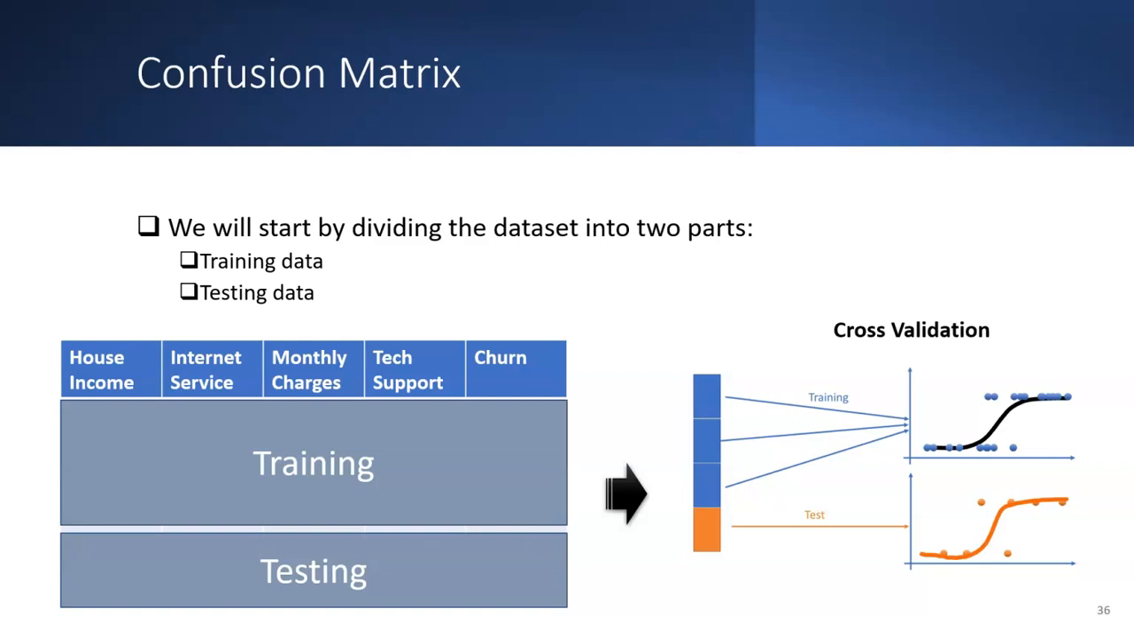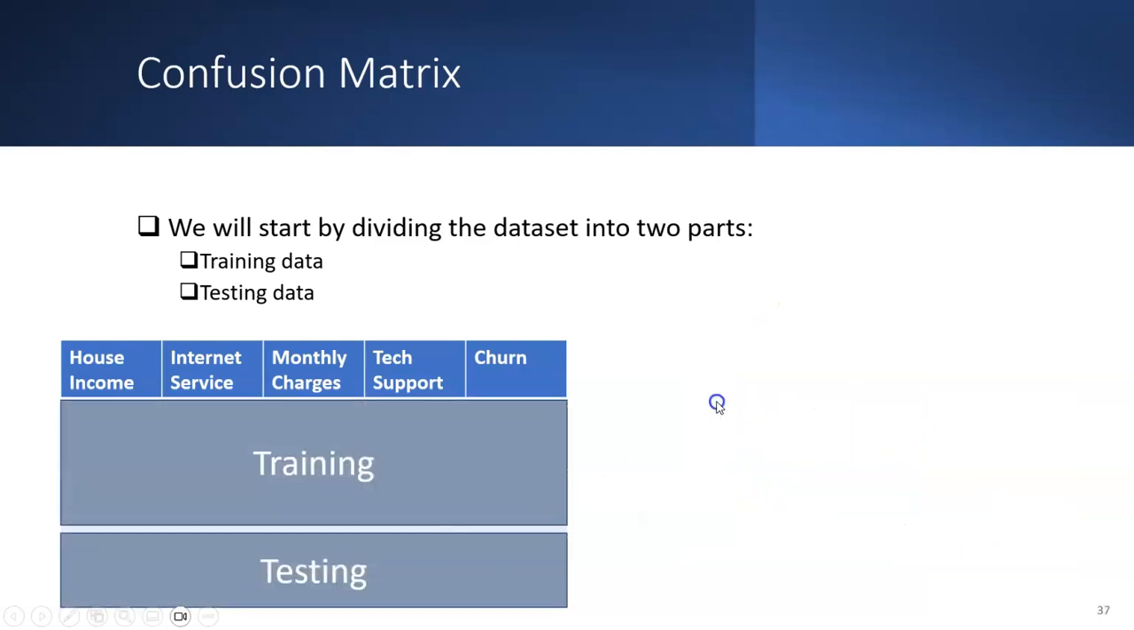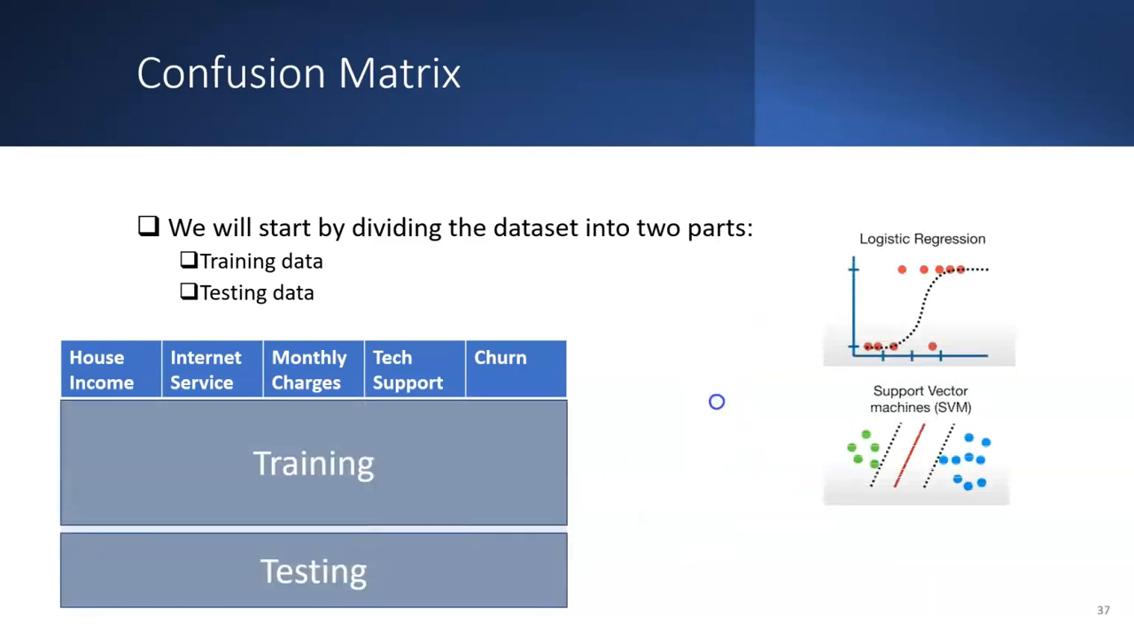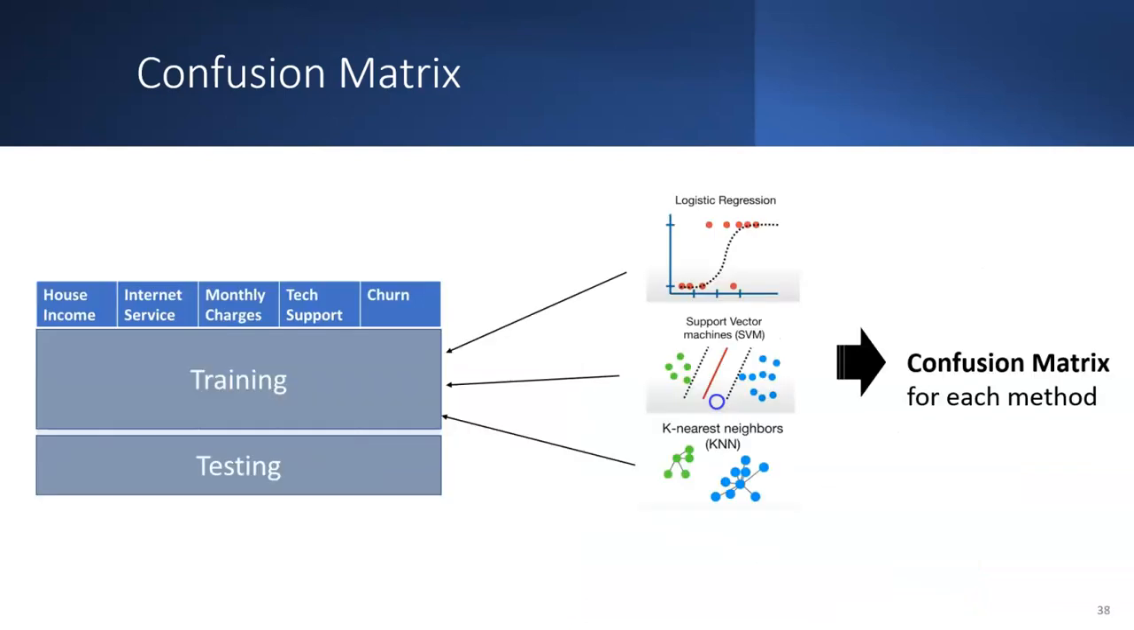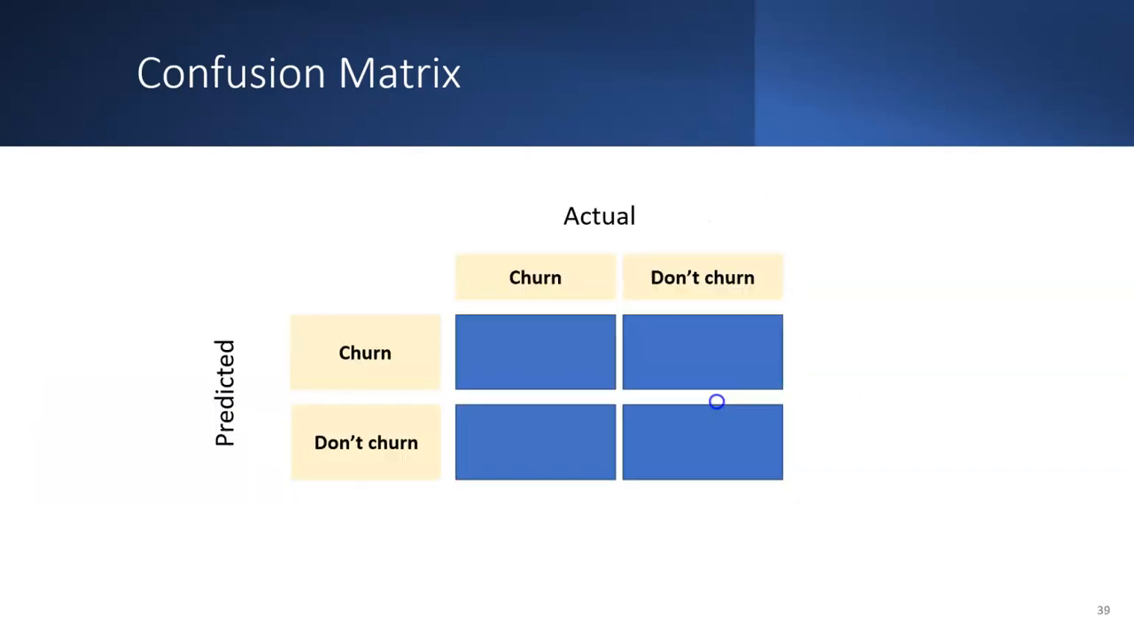We have divided it into two parts, and the first part is training and then testing with cross validation. After that, we apply logistic regression, we apply support vector machine, and we apply KNN. Then we get a confusion matrix for each method we applied, and we see where there is more accuracy and where there is more error. This is churn and not churn, or you can say 0 and 1, and then you will see how it works.